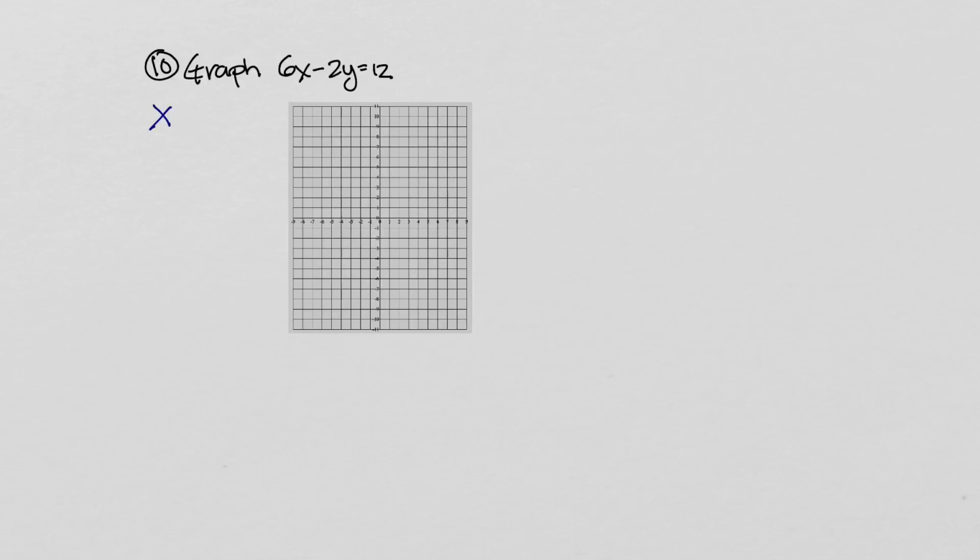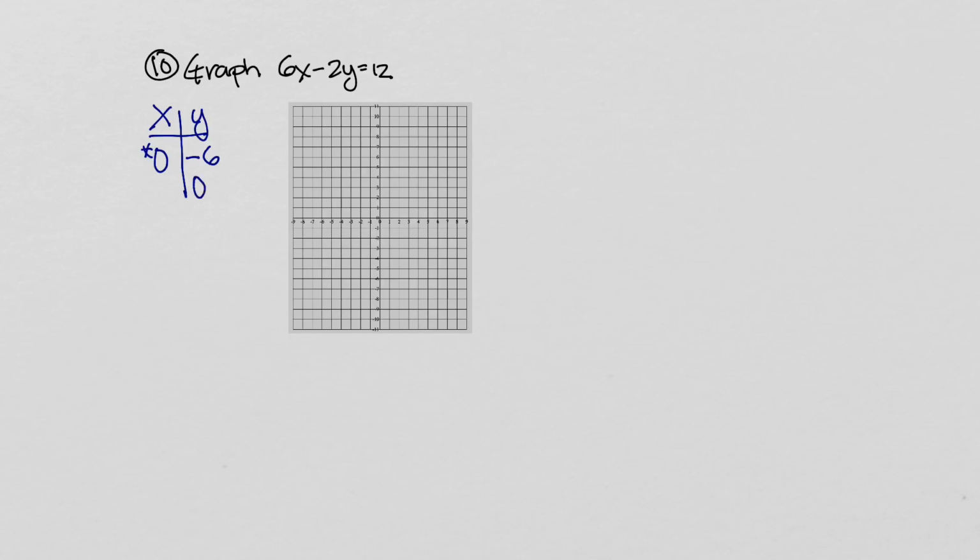Let's make an x column and a y column, and let's choose 0 for x, an easy number to work with. If we put 0 in for x up here, 6 times 0 is 0, that whole term is gone, and we get negative 2y equals 12. Divide by negative 2, and we get negative 6, right? 12 divided by negative 2 is negative 6.